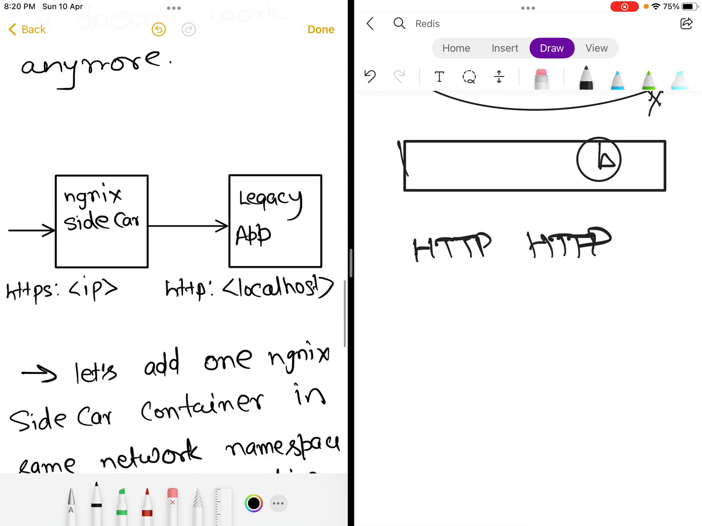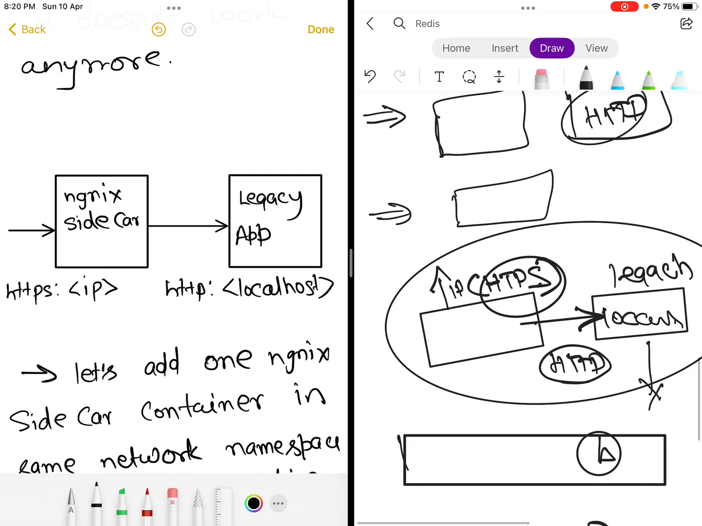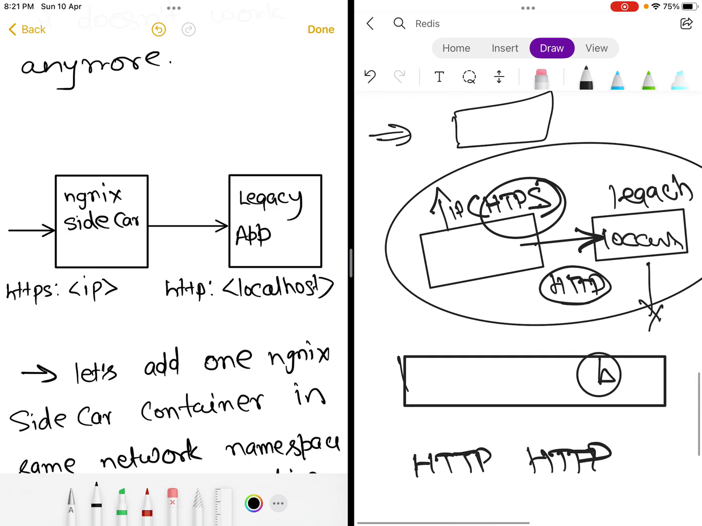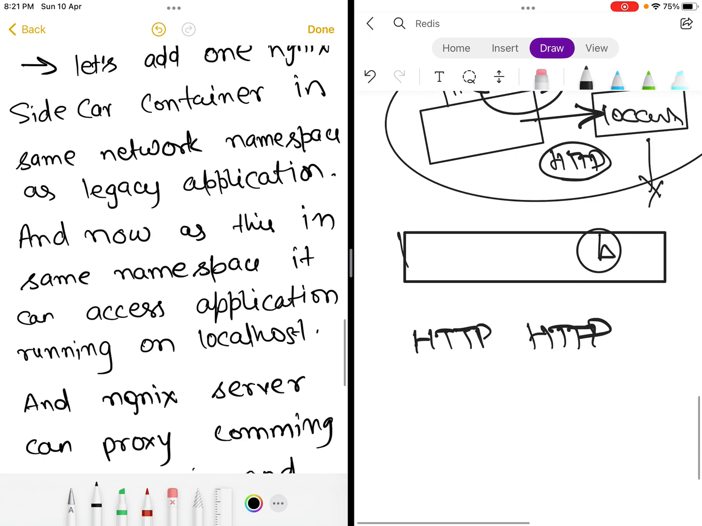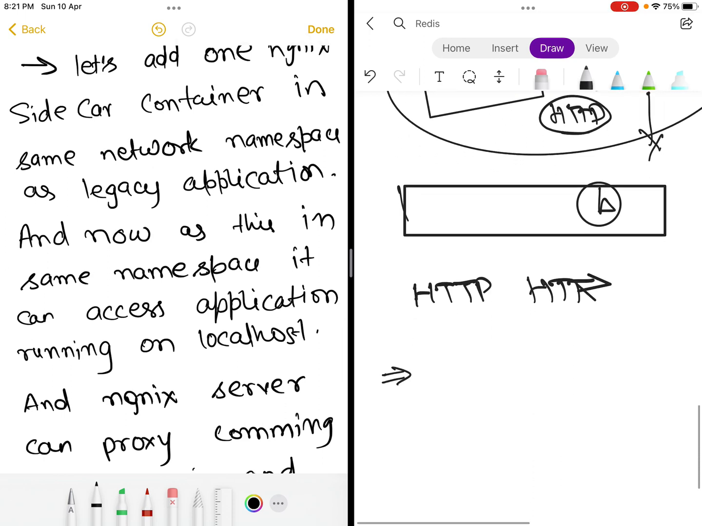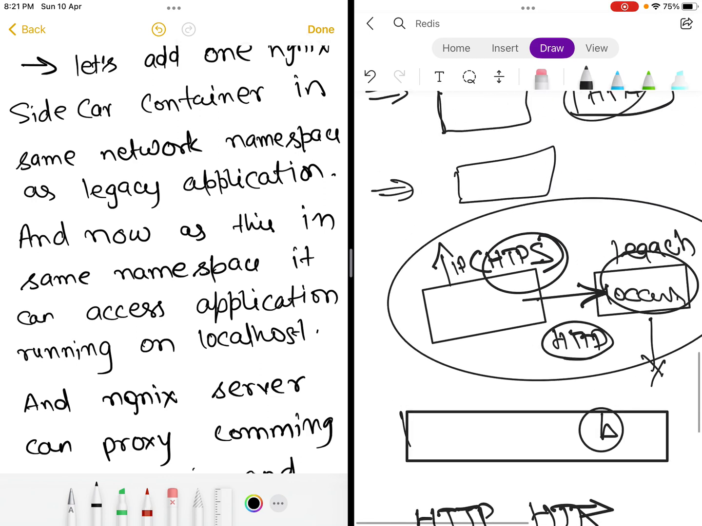This is the basic application, where the Nginx sidecar container will be running, listening at HTTPS, in the same machine. Locally it will be transferring all the traffic to your application, which is running at localhost on HTTP. Internally this traffic will be going over HTTP only, but all the external traffic will be going over HTTPS. So sidecar helps, and as they share the same namespace, there will not be any problem for the Nginx sidecar container in contacting localhost.